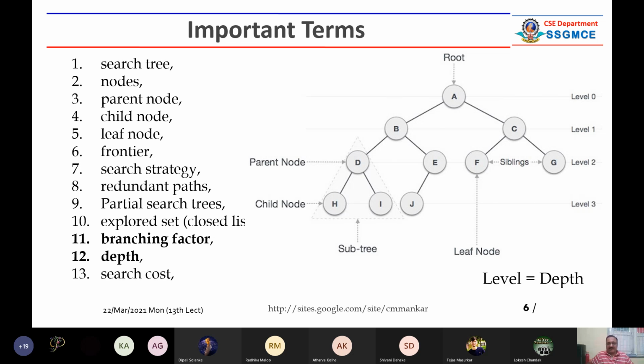Now, we should understand certain terms which are very important. For example, if you go through this slide, you will see there is the term search tree. Node is there, parent node is there, child node is there, leaf node is there, frontier is there. So these are the terms. I will be talking about them, but go through the list. The partial search tree is there, redundant paths are there, branching factor is there, depth is there.